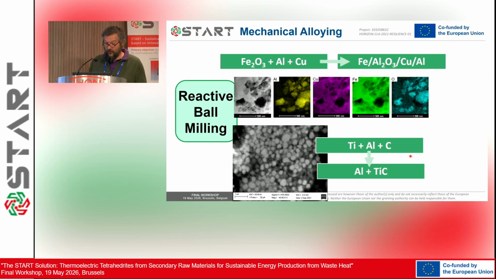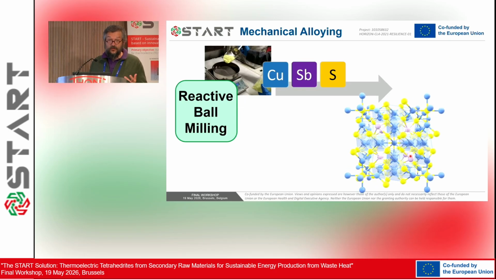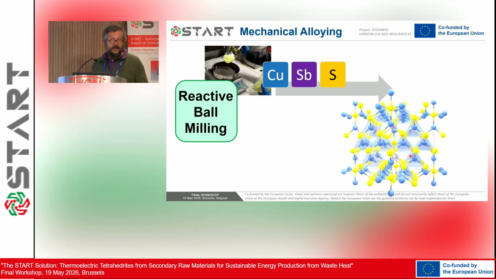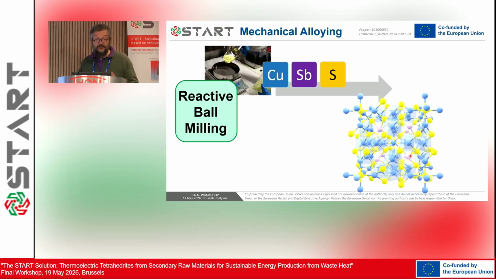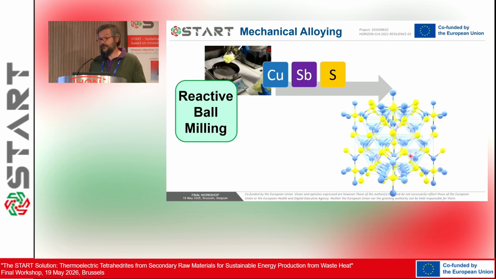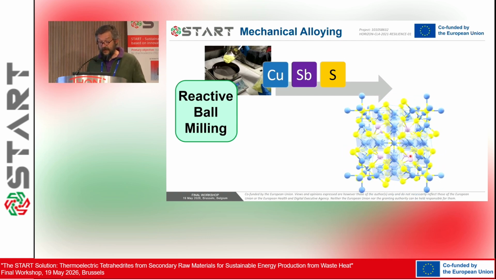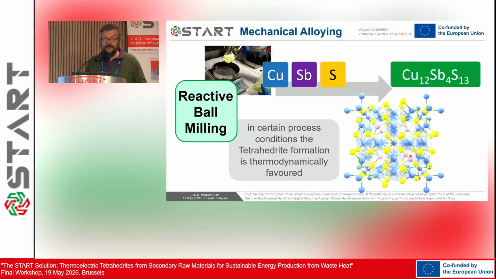And this happens also for tetrahedrite. We put together elements, and thanks to the thermodynamics of the system, the ball milling delivers us the tetrahedrite phase, which is quite complex. We cannot, with ball milling, achieve that if it is not thermodynamically favored. But if it appears in nature, it means that somehow the thermodynamics is going in that direction.